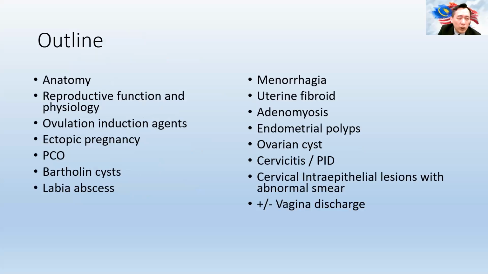Our outline is anatomy, reproductive function, and physiology. How do we use the ovulation induction agent? How do we detect ectopic pregnancy? Polycystic ovarian disease, Bartholin cyst, labia abscess management, menorrhagia, uterine fibroid, adenomyosis, polyps, ovarian cysts, and also cervicitis and PID. Also, how to manage the cervical intraepithelial lesion, which is abnormal. All right, if we have time, then we talk about vaginal discharge.